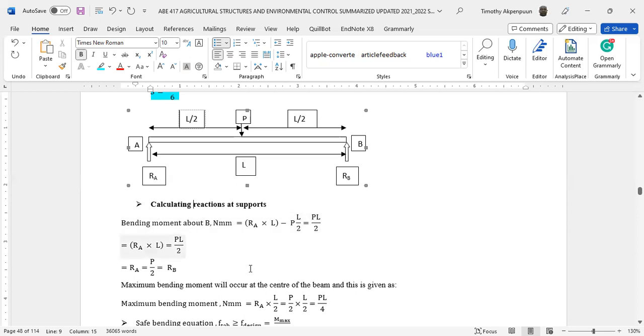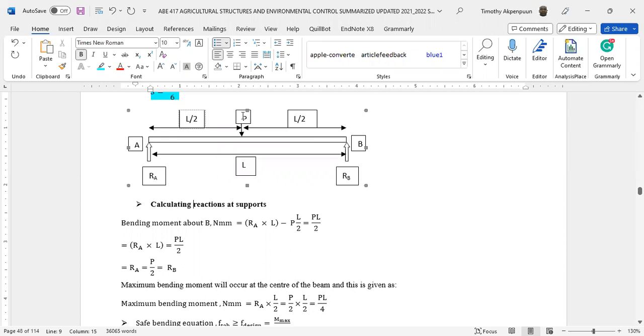RB times L, sir. Okay. Good. That's PL over 2 minus RB times L. Is it? Yes, sir. Very straightforward. It's just the opposite of what you have here.